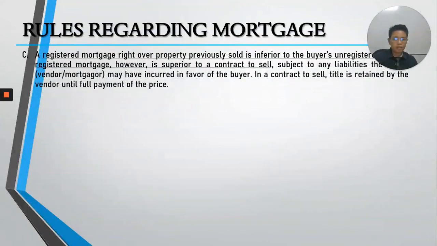What else? Letter C, registered mortgage over property previously sold is inferior to the buyer's unregistered right. A registered mortgage, however, is superior to a contract to sell. So, if there is a previous sale, so remember class that even if there is a subsequent mortgage and the mortgage is registered, mananalo pa rin yung sale previous to the mortgage. So, even if the previous sale is unregistered sale. So, anong mananalo? Yung buyer na mayroong unregistered sale or yung mortgagee na may registered mortgage. Ang mananalo is yung buyer with an unregistered right.